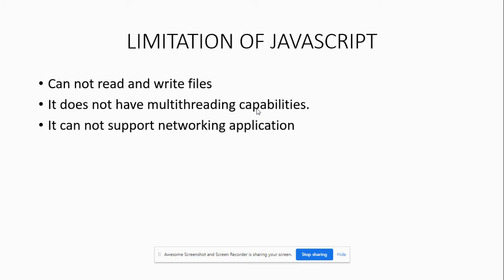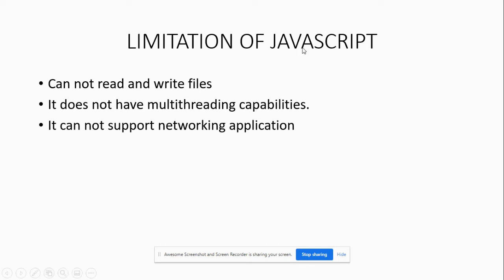Due to this reason, a developer cannot treat JavaScript as a full-fledged language, but Java is a full-fledged language. So remember, Java is a full-fledged language, but JavaScript is not, due to the lack of these capabilities. It cannot read and write files. It does not have multi-threading and multi-processor capabilities, and it cannot support networking applications. So Java is a full-fledged language, but JavaScript is not a full-fledged language.